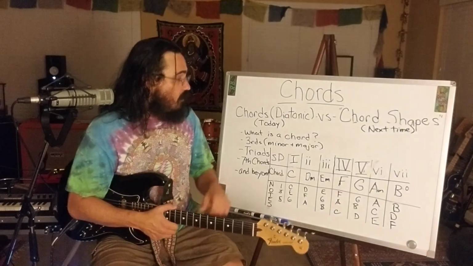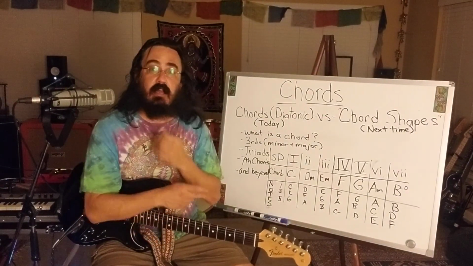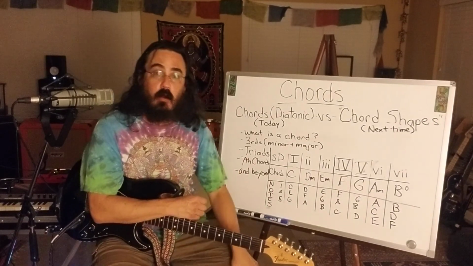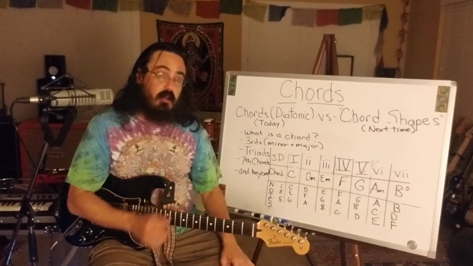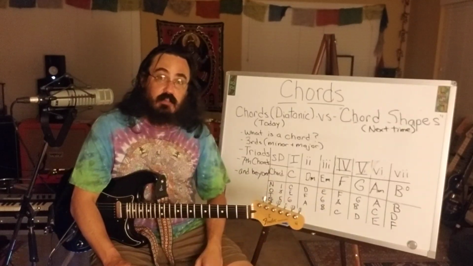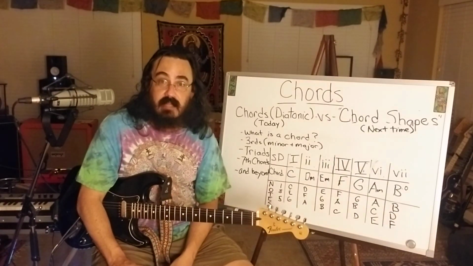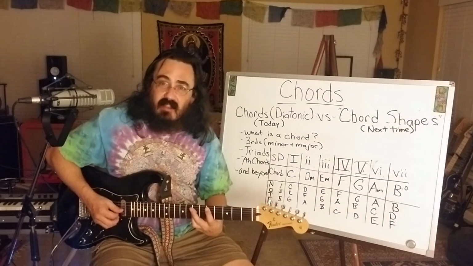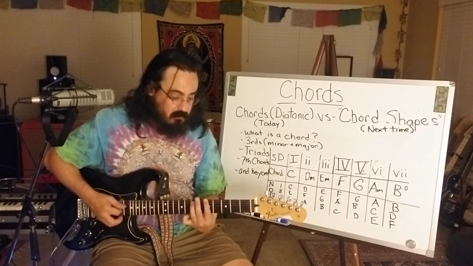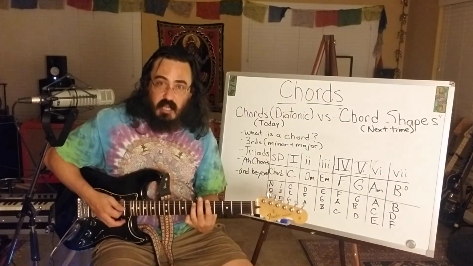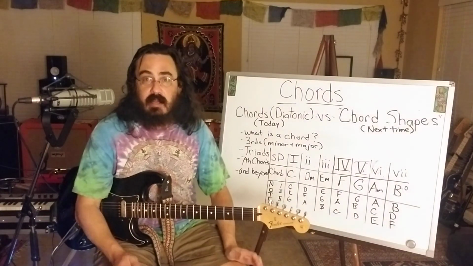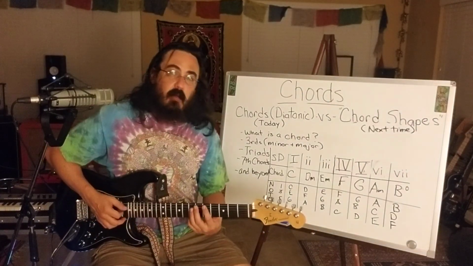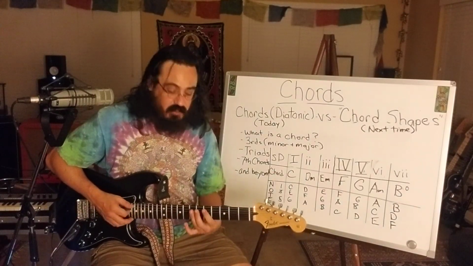So first off, another vocabulary word. What is a chord? Well, basically, a chord is any combination of three notes played simultaneously. Now, there are such things as power chords, where you're just playing that fifth shape. You hear that a lot in rock and heavy metal and stuff like that. But by technical definition, that's not a chord.